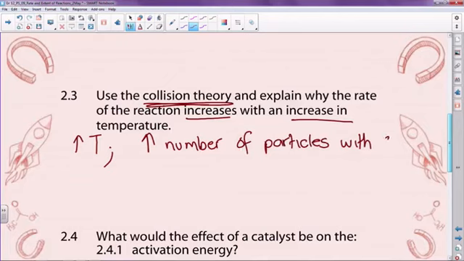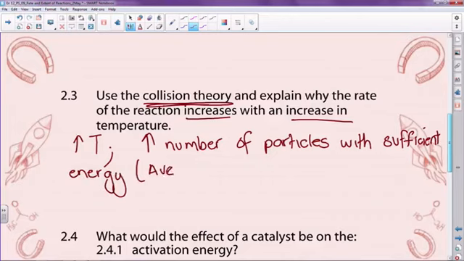Why are we increasing that? Because the overall kinetic energy has increased. Why? Because average EK has increased. Why is this important? Because by increasing the number of particles with sufficient energy, we're going to increase the number of effective collisions.